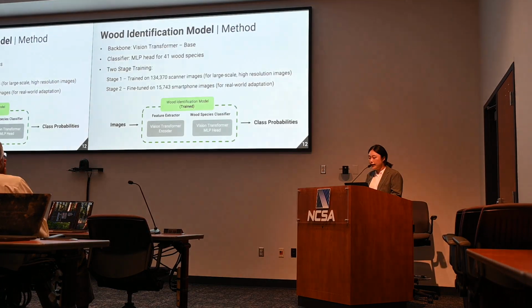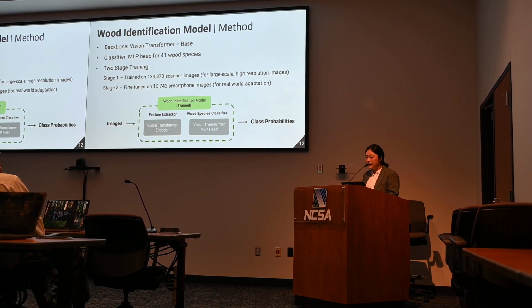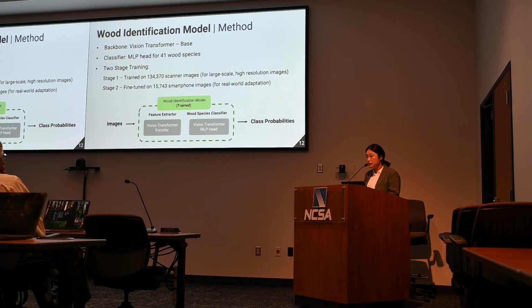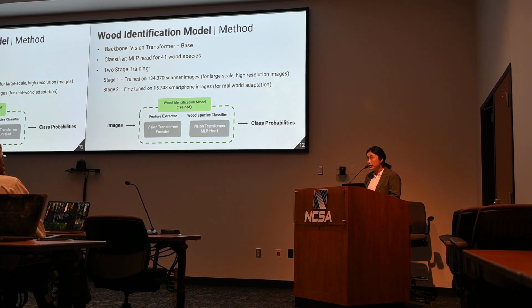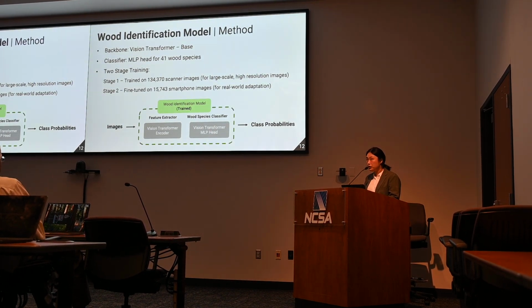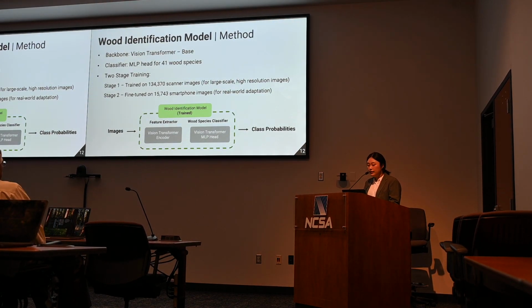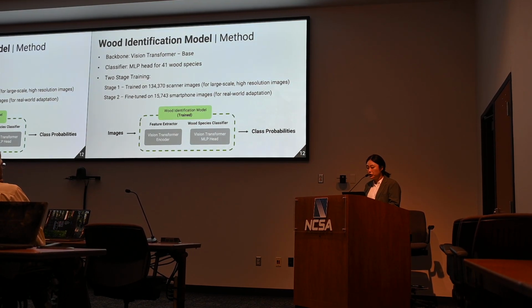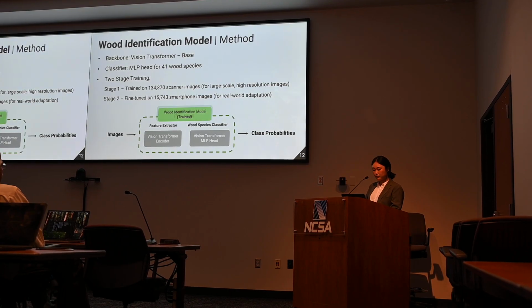For our identification model, we adopted a 2-stage training pipeline. First, we train on scanner images, because scanner images provide high-resolution images and allow for quick and large-scale collection. And then we fine-tune on smartphone images to help it adapt to real-world conditions.